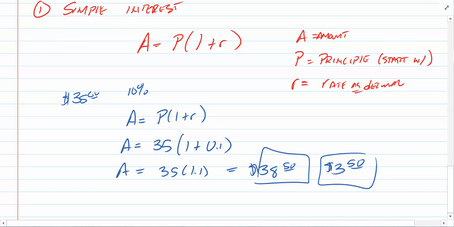This is the idea of simple interest. It's a one-time deal, happens at the end of whenever that time frame is, you pay it back, and it's a one-time deal. That's the idea behind simple interest. What do you think so far?